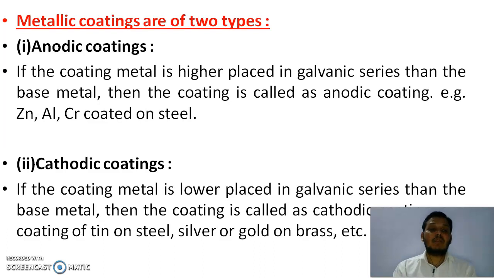So out of anodic coating and cathodic coating, which coating is more preferred? Anodic coating is the more preferred coating. Why? Because the coated metal remains on the base metal. Even if the surface is ruptured, the base metal cannot be corroded. That's why anodic coating is more preferred than the cathodic coating.